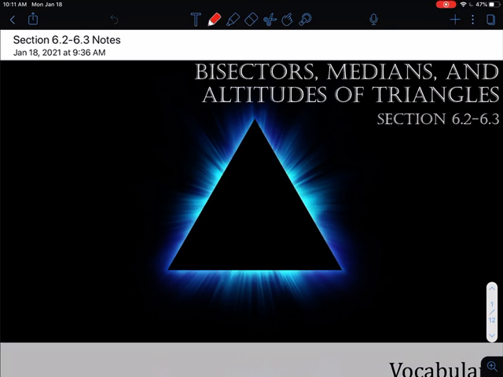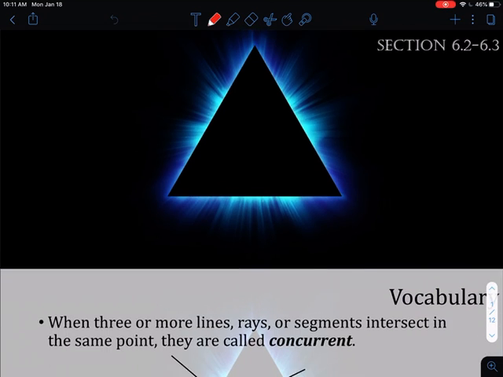All right, let's go into our next section of chapter 6. So last time we talked about perpendicular and angle bisectors and a couple theorems that went along with those particular topics or figures. Today we're going to talk about some different types of figures and their relationships within triangles. So now we're going to start figuring out what these different pieces do within the triangle that we're going to be discussing.